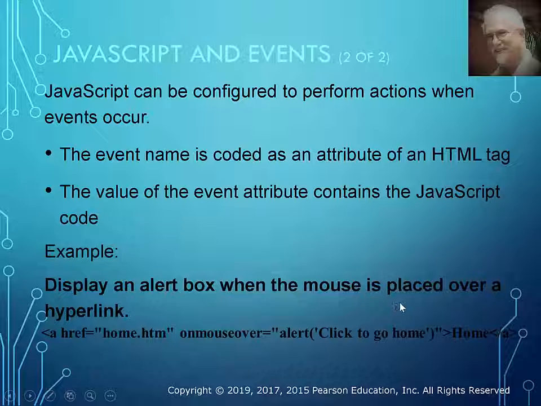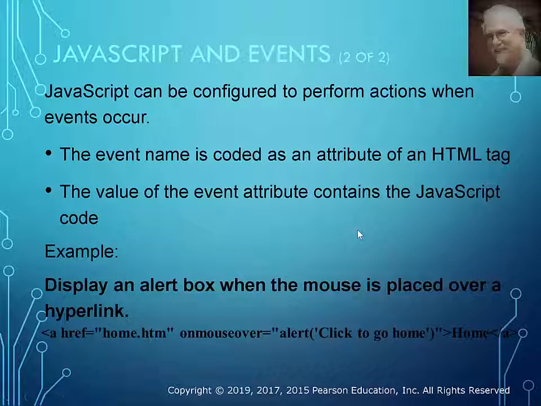So JavaScript can be configured to perform any number of actions when events occur. The event name can be coded as an attribute of an HTML tag, right? We talked about that a little bit earlier. And we can have that show up automatically. Remember the alert thing we did earlier? So we can have it show up automatically as an attribute of the tag.